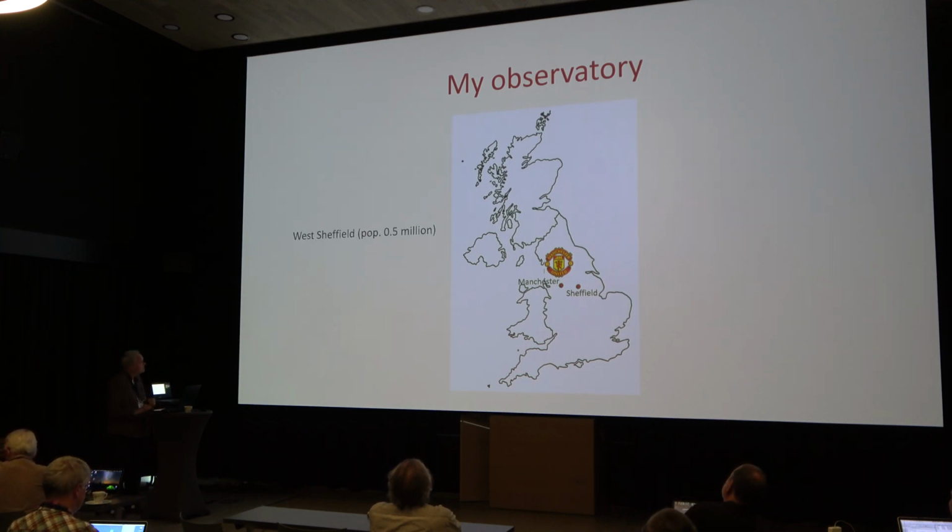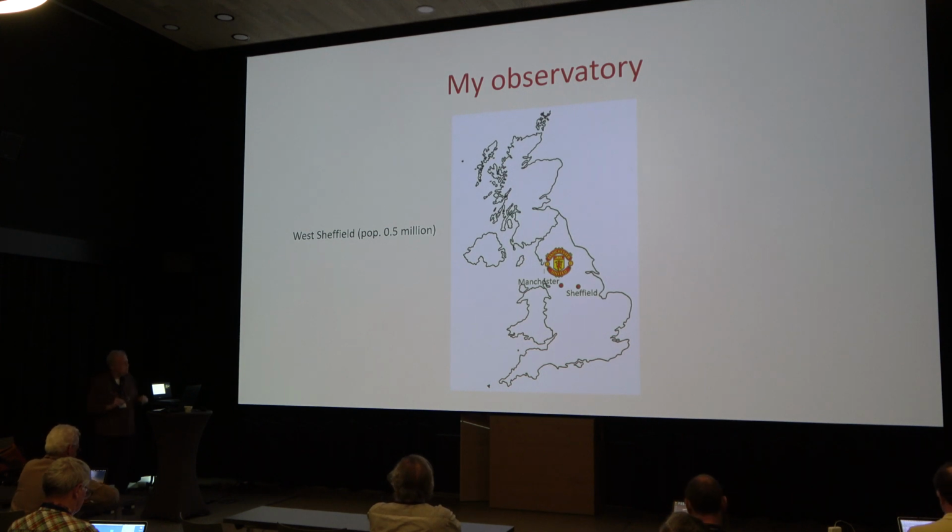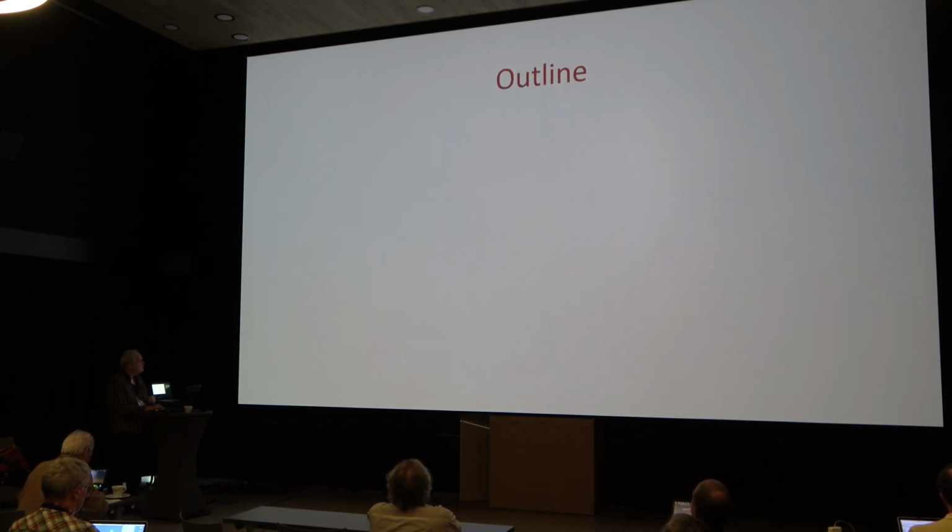The main point here is that Sheffield's a city of 500,000 population, so it has a substantial light dome. I live on the western periphery, so you can't do broadband imaging. I've done some narrowband imaging, but spectroscopy does lend itself a bit more easily to such conditions, and so that's what I'll be talking about today.